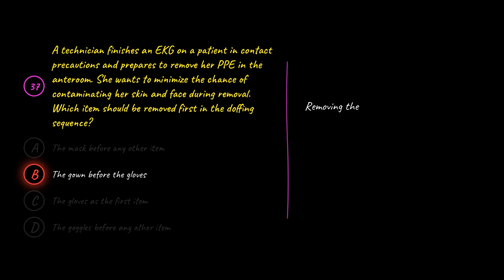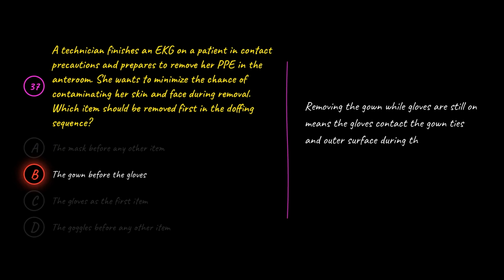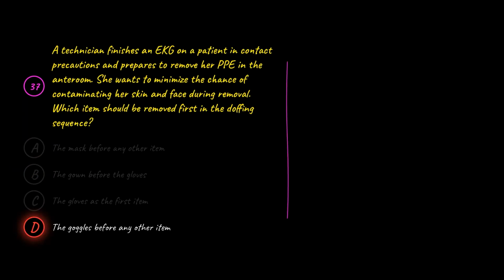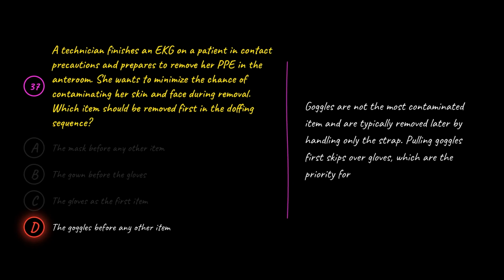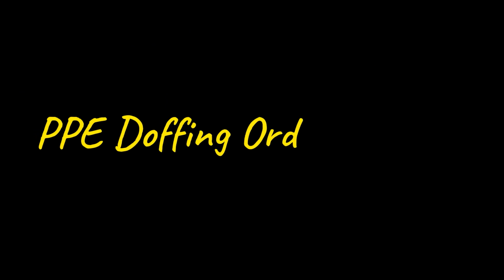B is wrong because removing the gown while gloves are still on means the gloves contact the gown, ties, and outer surface during the motion. Glove removal must come first so the hands are no longer the dirtiest layer. D is wrong because goggles are not the most contaminated item and are typically removed later by handling only the strap. Pulling goggles first skips over gloves, which are the priority for early removal in proper order.